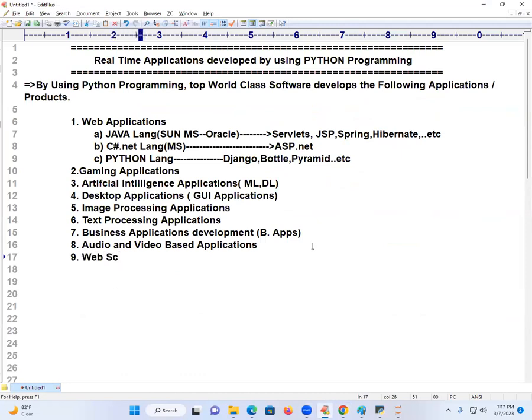Web scraping applications, because all I'm talking about is the overall picture of Python in the software industry. What is this web scraping? It can also be called web harvesting. Web harvesting applications we can call. What do you mean by that?